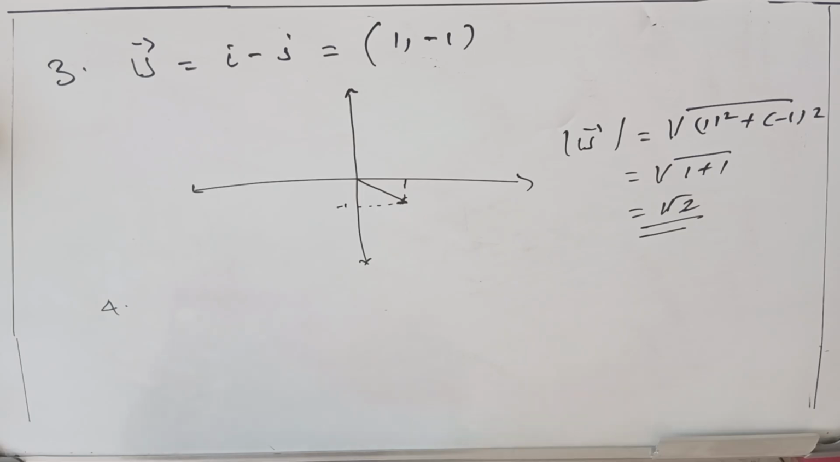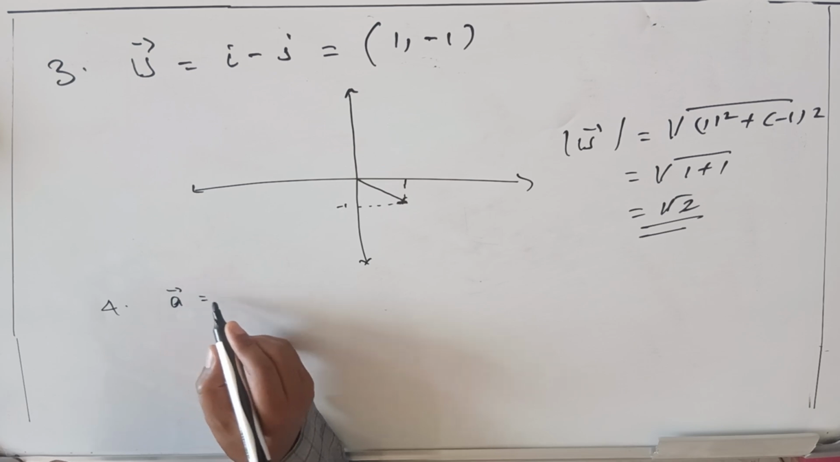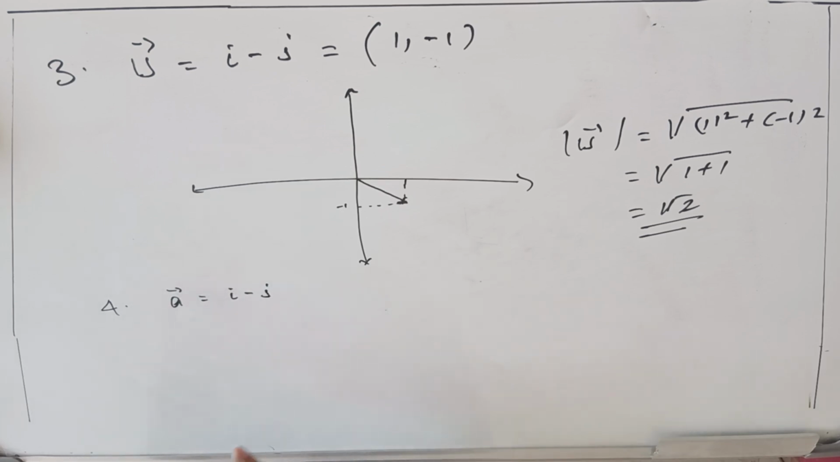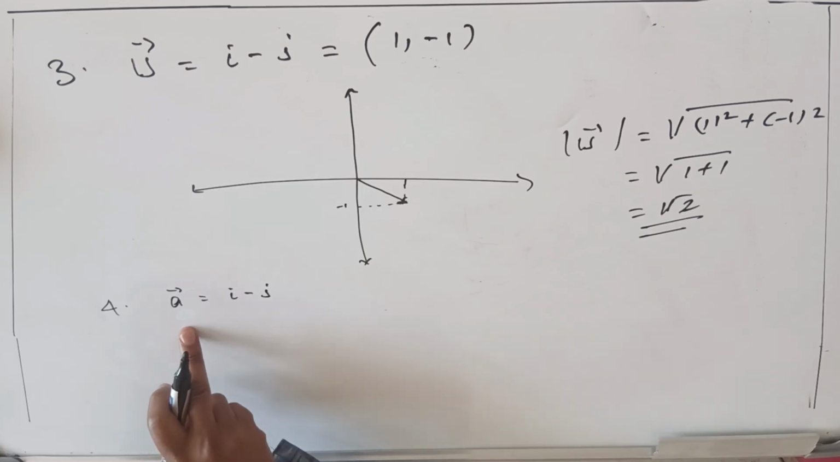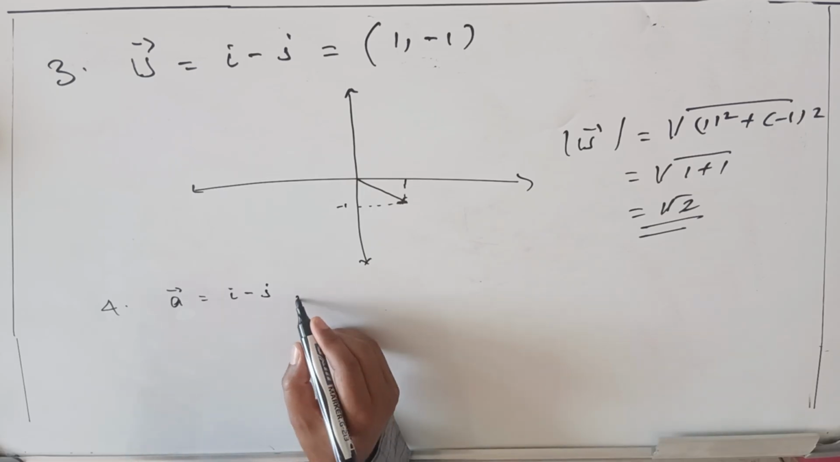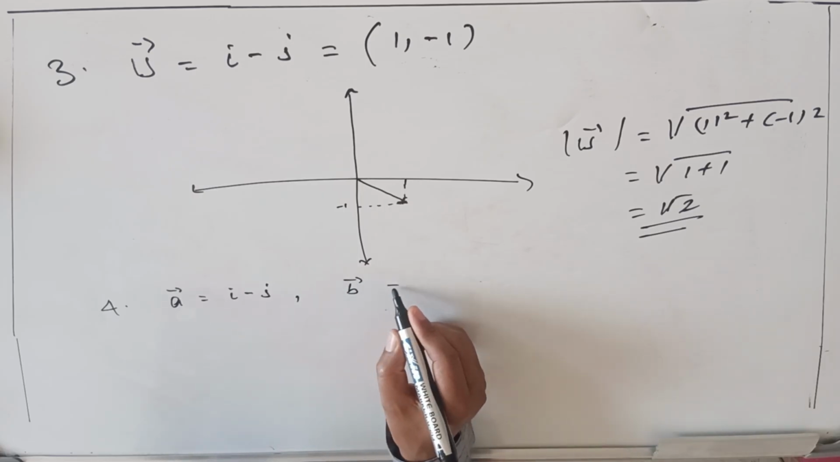Find the vector that is of magnitude 6 units and parallel to the vector A. Vector A is equal to i minus j. That means we'll find another vector which is parallel to vector A and whose magnitude is 6. Since we don't know that vector, in 2 dimensions alone, let that vector be vector B.